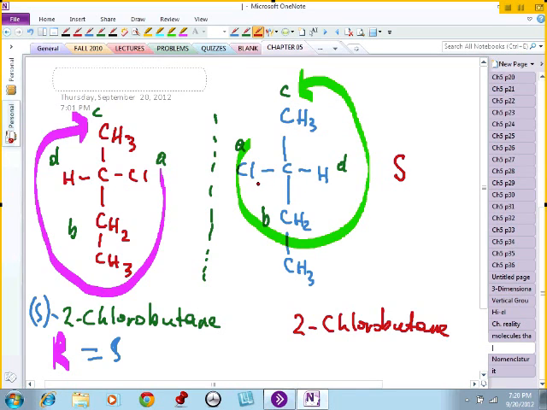But the caveat is, because the group of lowest priority is in the horizontal plane of the Fisher projection, which means that it is coming at you, then you switch. So this S should be R. Therefore, the complete name of this compound would be (R)-2-chlorobutane.